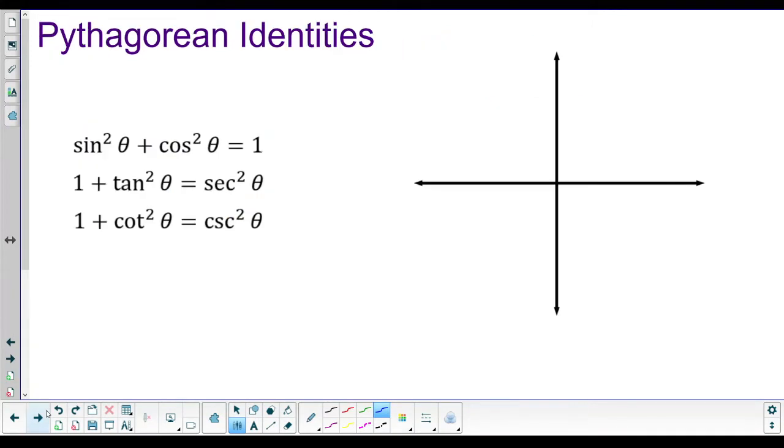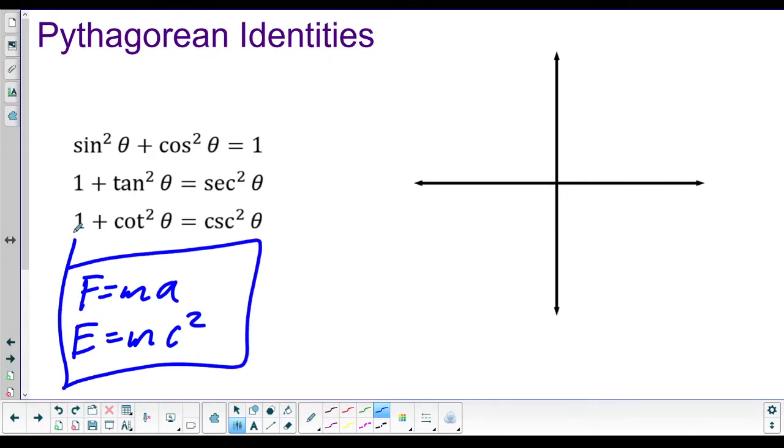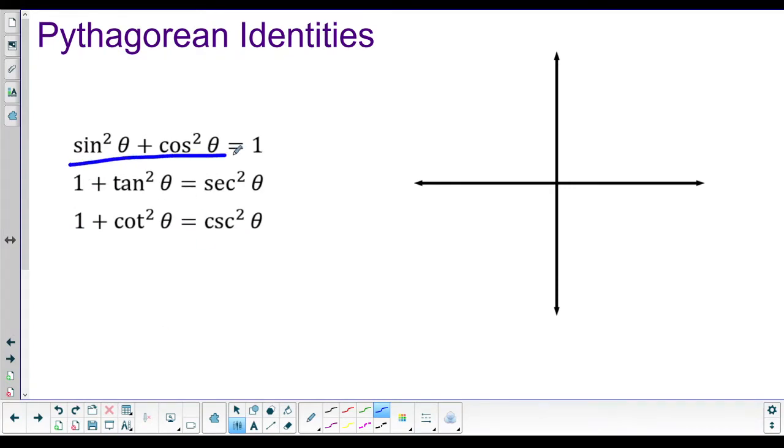Here is one that you have probably heard of. If people know some random math facts, some people know some random physics facts like F equals ma, or E equals mc squared. People just know these for no reason at all. People typically know this one for no reason at all also. So sine squared plus cosine squared equals 1.